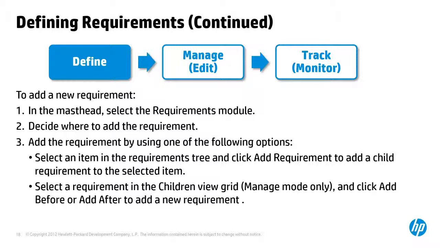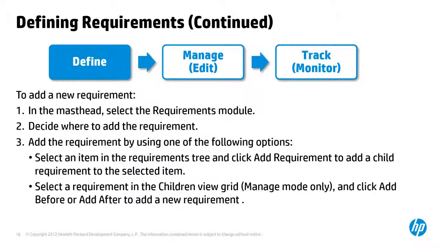So this is how we add a new requirement. In the masthead, we select the requirements module. This is how we get to the requirements module. We decide where to add the requirement. And then step 3, we add the requirement by using one of the following options. We can select an item in the requirements tree and click Add Requirement. Okay, that's just going to add a child requirement to that selected item. Or we can select an item in the Children View grid. All right, and this will add before or add after a new requirement.